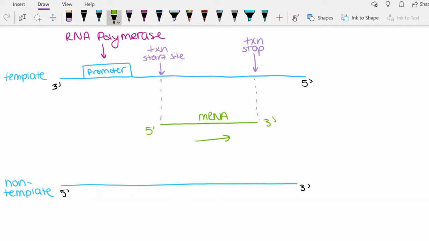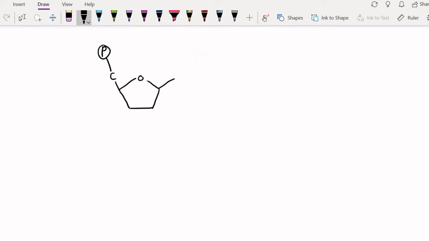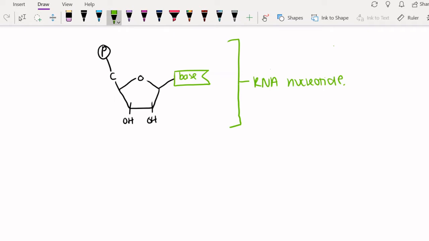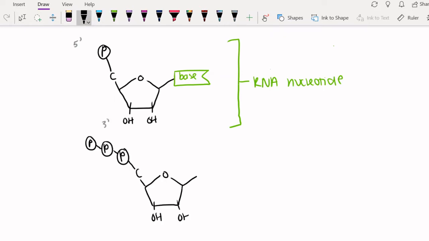Directionality is key during this process. DNA and RNA strands have a 5' and a 3' end. The ends are named this because each nucleotide has a 5' carbon and a 3' carbon. The mRNA strand must be built in the 5' to 3' direction.